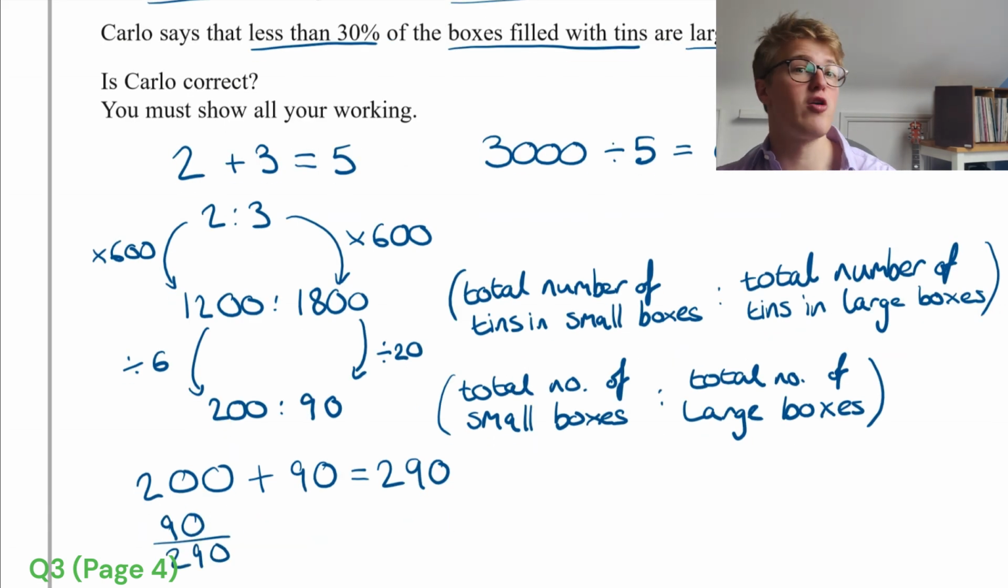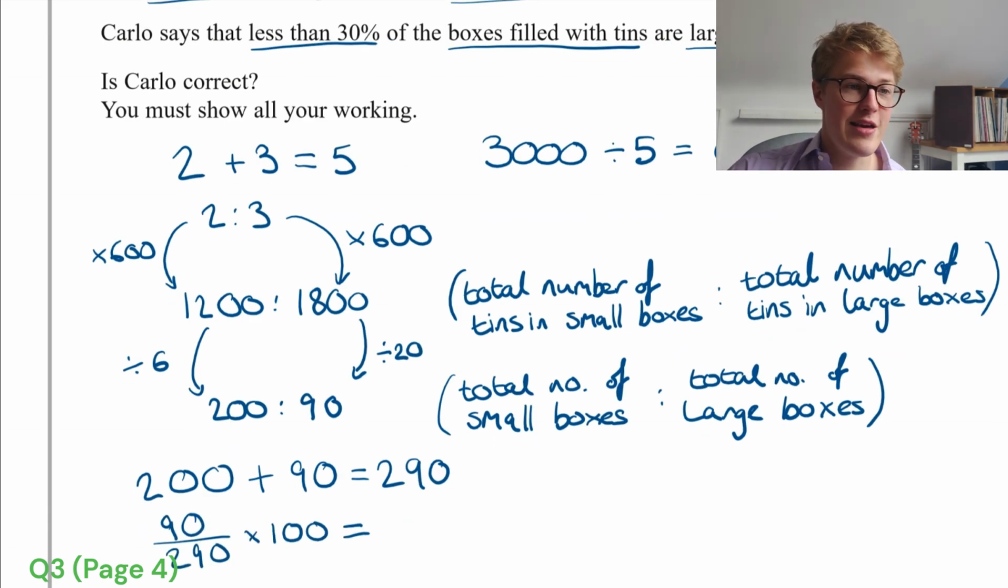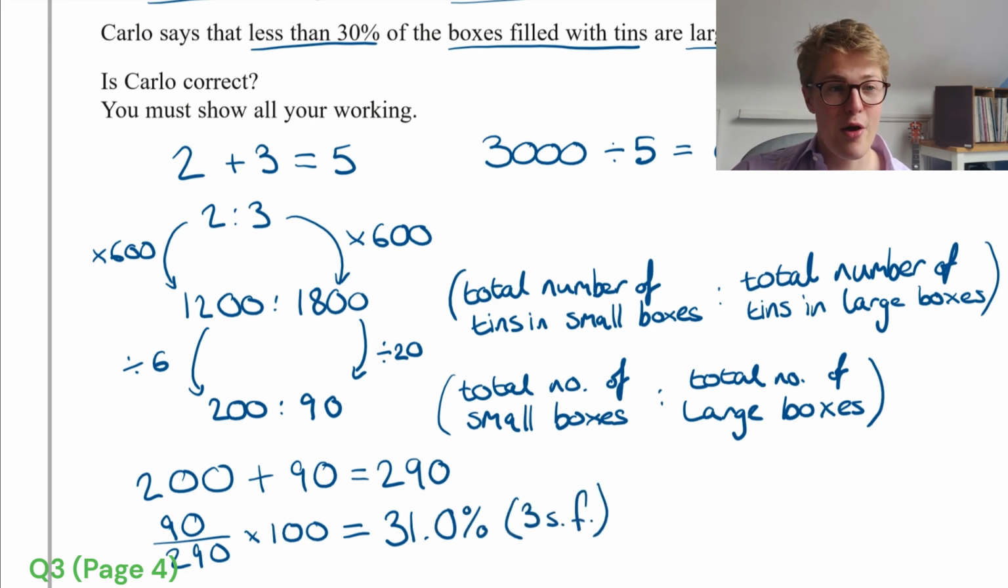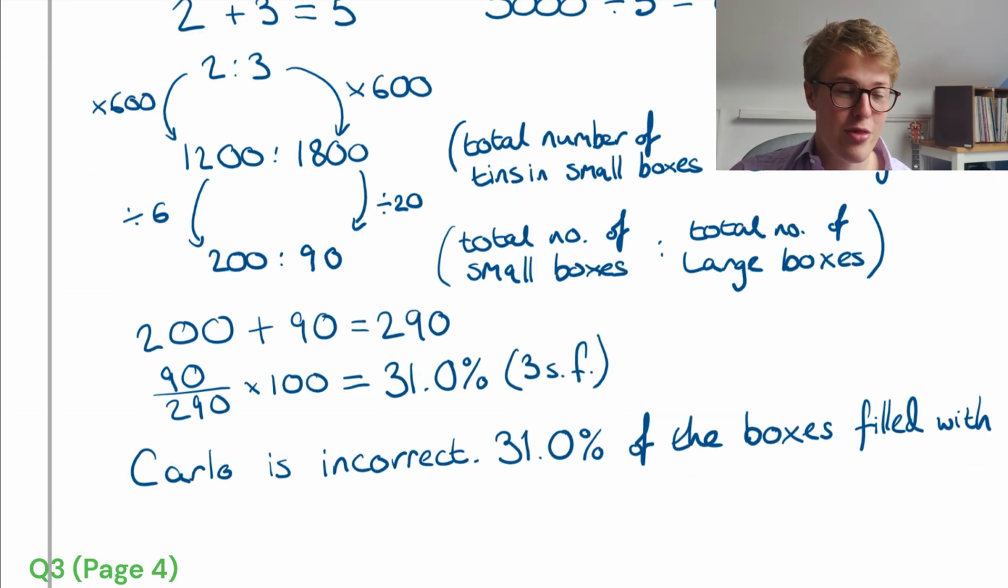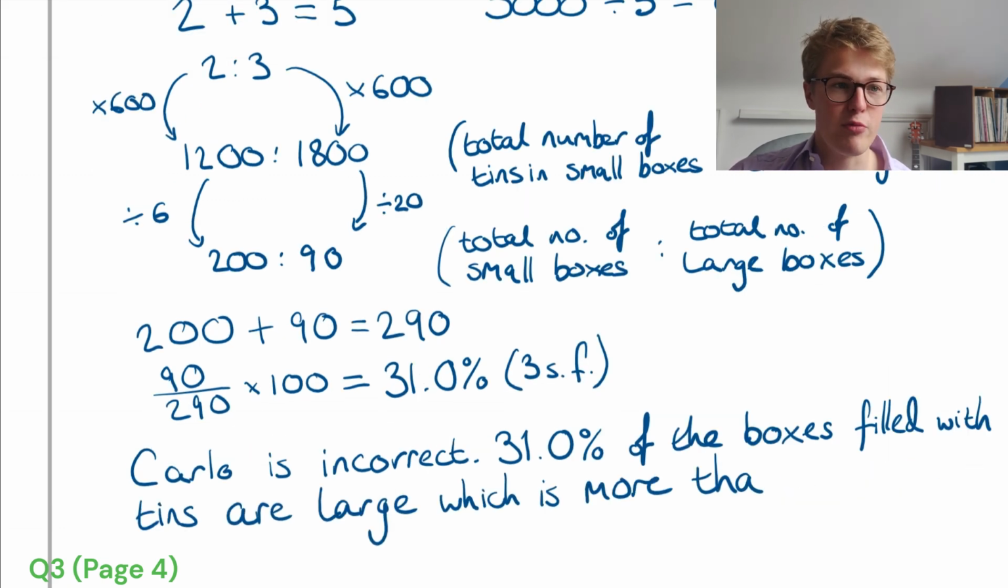So the proportion of large boxes in our collection is going to be 90 over 290 times 100 to turn it into a percentage. This is 31.0% to 3 significant figures, which means that Carlo is incorrect. 31.0% of the boxes filled with tins are large, which is more than 30%.